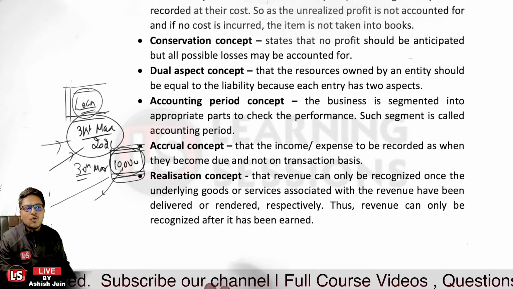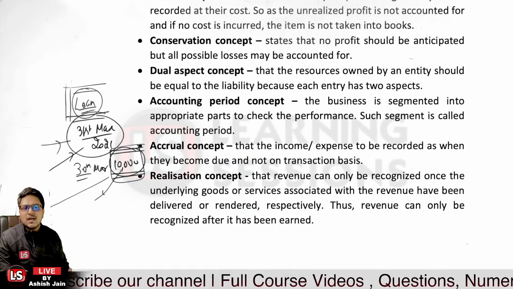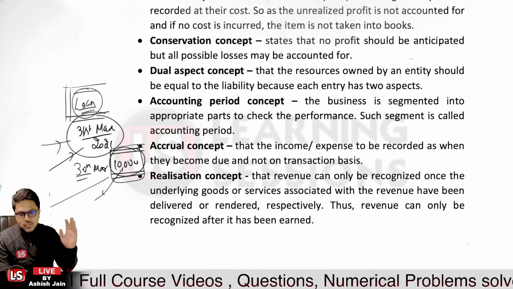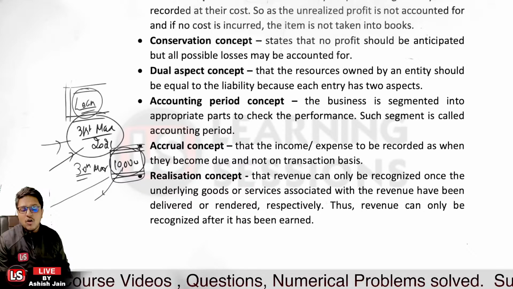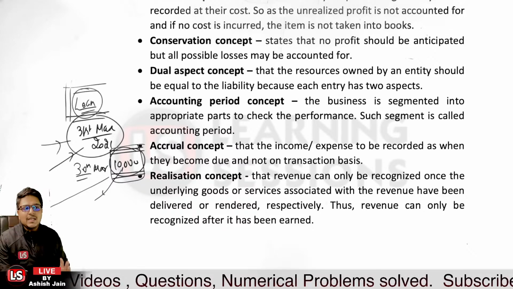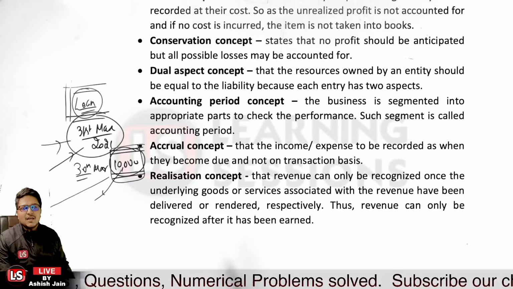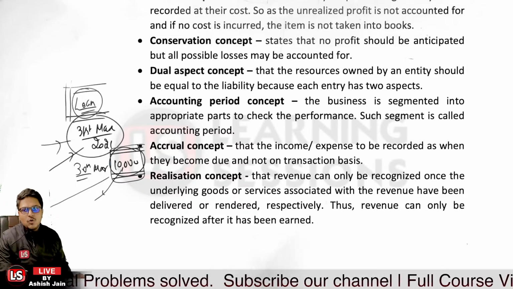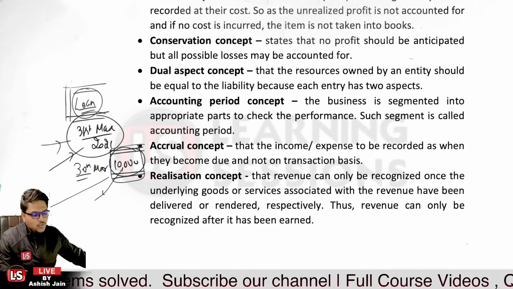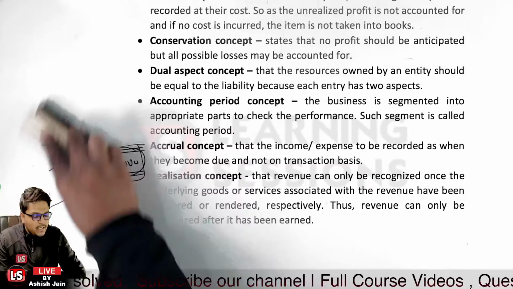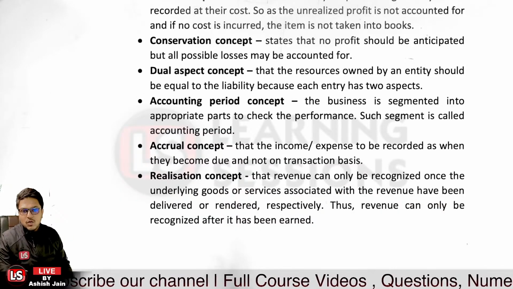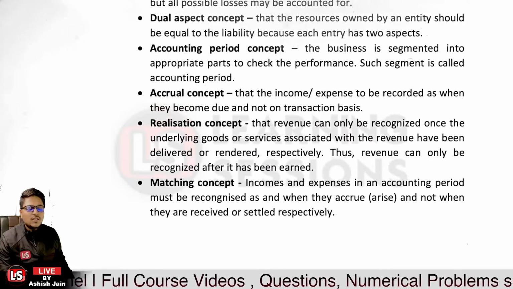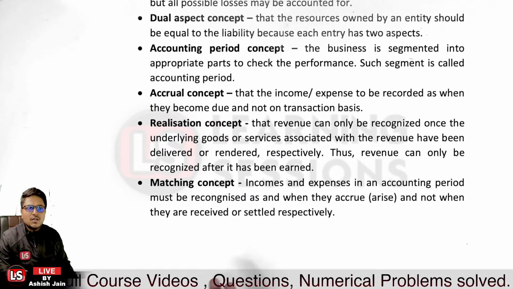That revenue can only be recognized once the earnings associated with the revenue have been delivered or rendered. So when you have delivered or rendered the services, only then the associated revenue can be recognized. Associated revenue can be recognized only when you have earned it, not before that. So when you have delivered the goods or rendered the services, only then can you recognize your earnings, your revenue.